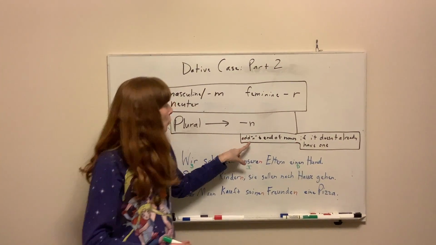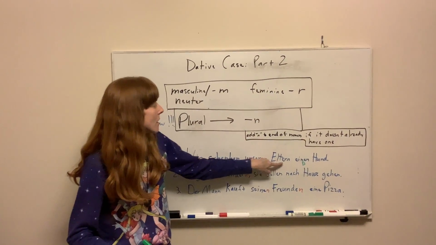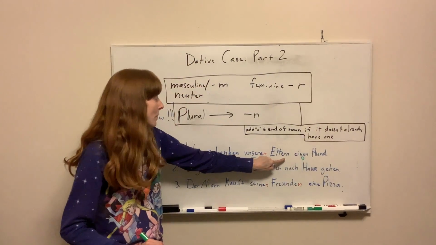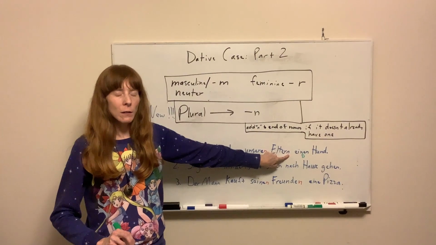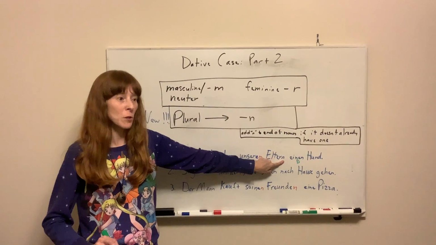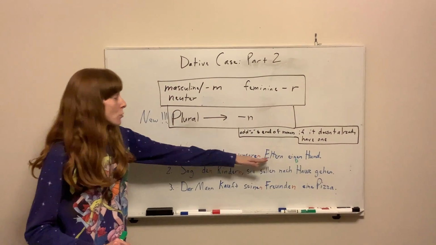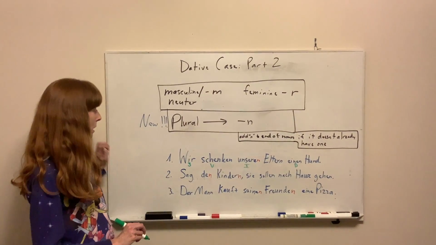Now, if you look at my rule here, it says also add N to the end of the noun if it doesn't already have one. Eltern already has an N. A lot of plural German nouns do have an N at the end. So if it already has an N, don't worry about it. You're fine. The N is already there, so we really don't have much more to do here. We can just move on to our next one.